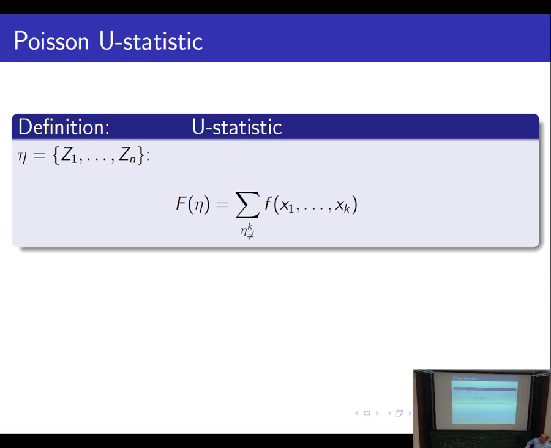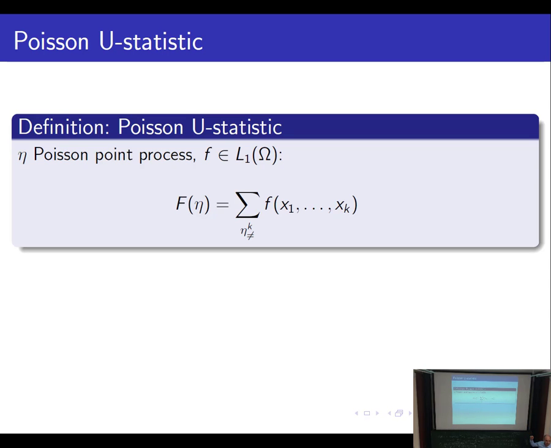Now, we didn't start with a fixed number of points. We started with a Poisson point process, and so we introduced Poisson U statistics, which means you have a Poisson point process, you have a certain kernel f, and now you take all k-tuples of points of the Poisson point process, you calculate f of each k-tuple, and you sum over all k-tuples of the Poisson point process.